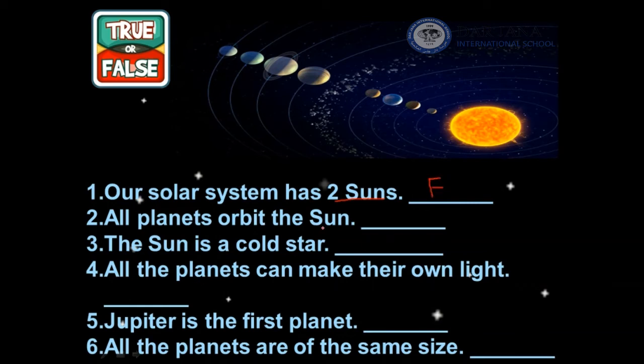All planets orbit the sun. This is true because the sun is fixed and all of these planets, the inner planets over here and the outer planets over here, all of them are turning around the sun.